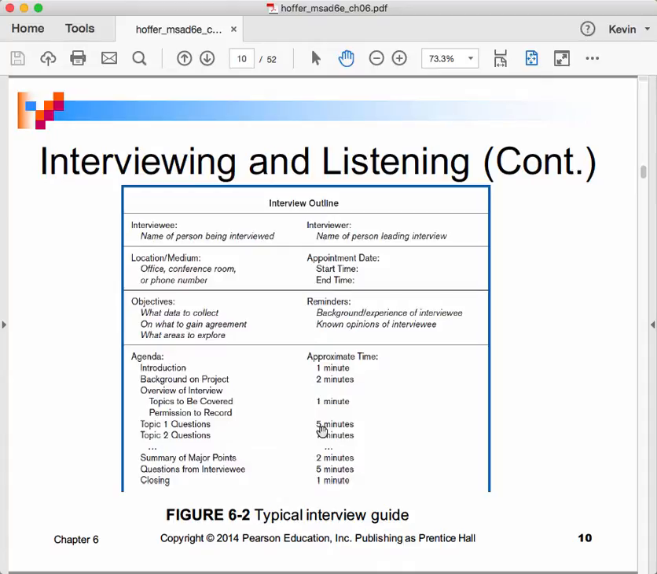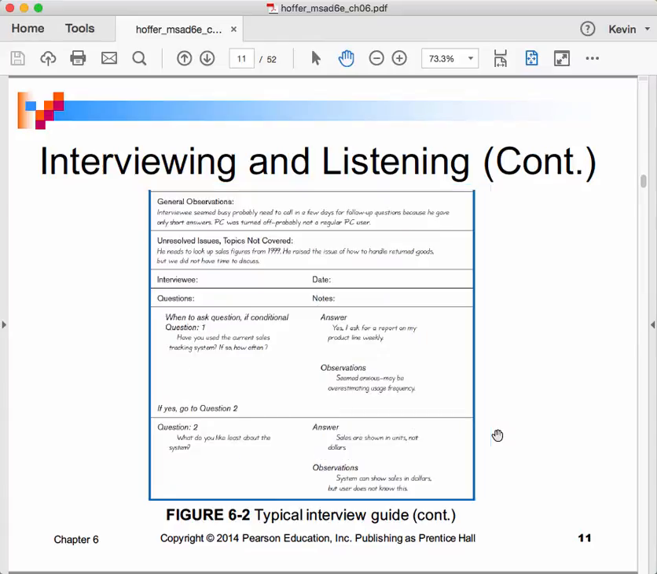Here we have an example of a typical interview guide. This one's pretty formal, so it's an interview outline. They're talking about all the purposes of it, the agenda, approximate time, probably even going to have a list of questions, right? This is almost like a script.